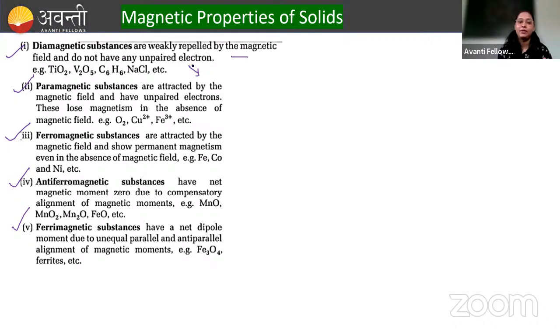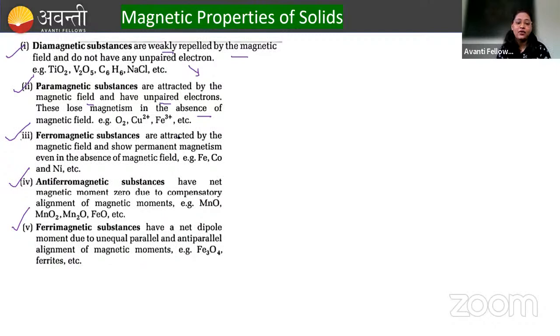So diamagnetic means what? They are not repelled by any kind of magnetic field. Okay, they are weakly repelled by the magnetic field. Next, they do not have any unpaired electron. Next, paramagnetic substances, you know, these are what? Attracted by the magnetic field and have unpaired electrons. Since they have unpaired electrons, they are attracted by the magnetic field. They lose the magnetic moment in the absence of the magnetic field. Okay, if the magnetic moment is not present, they lose their magnetic behavior.